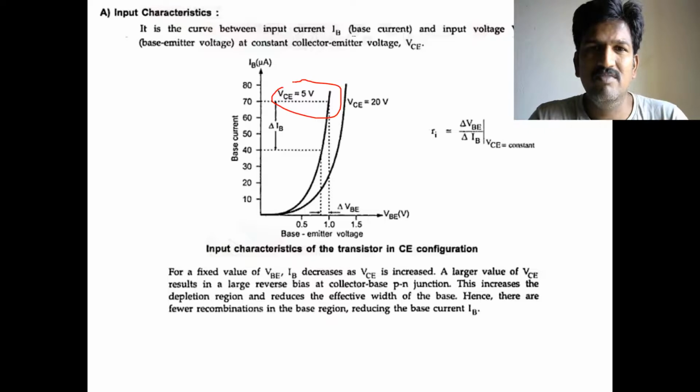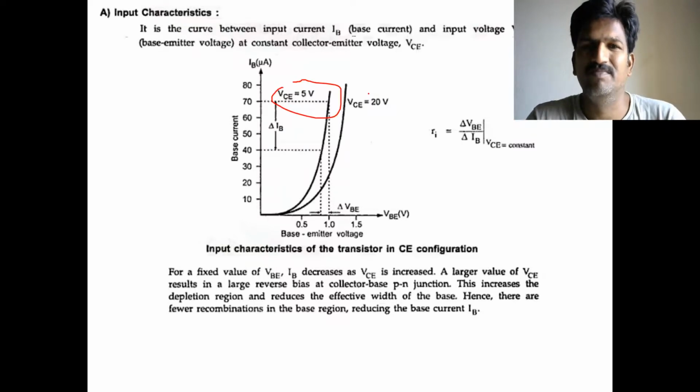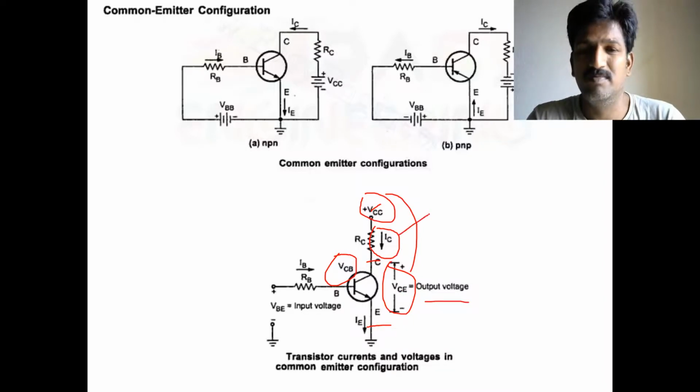When you keep VCE at 5 volts, that is, the collector to emitter voltage is 5 volts, when it is reverse biased, VCE itself is the VCC. You should understand that VCE equal to 5 volts means it is VCC itself. Here VCE is nothing but VCC only, which is 5 volts. When VCE is higher, VCC is higher. When VCE is lower, VCC is lower.